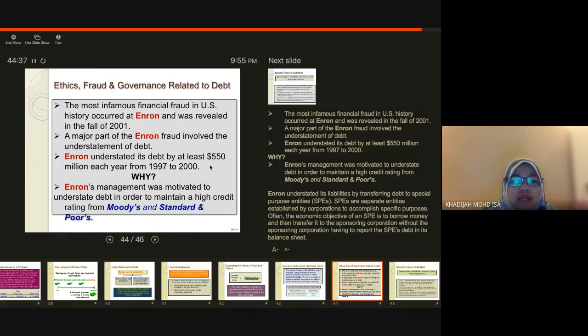The most infamous issue of ethics and fraud, the biggest company financial fraud, occurred at Enron. The fraud involved understatement of debt. Say the debt should be 1 billion, but they say the debt is only 1 million. When debt is understated, your liabilities are lower, so the financial statements are misrepresented. 550 million each year, from 1997 to 2000.